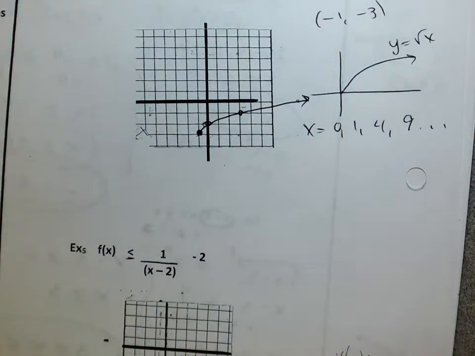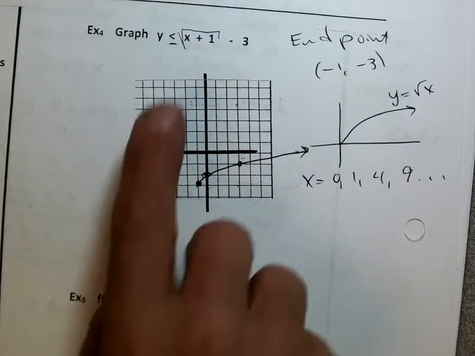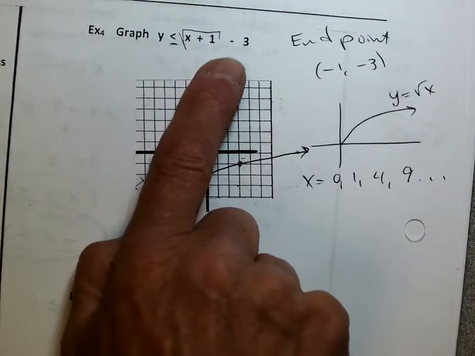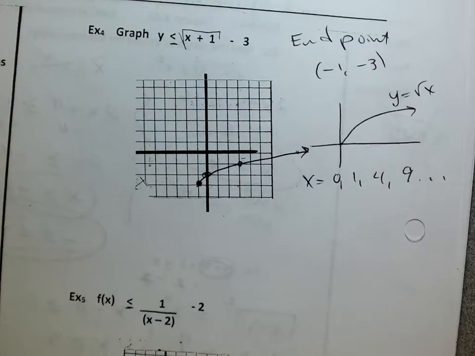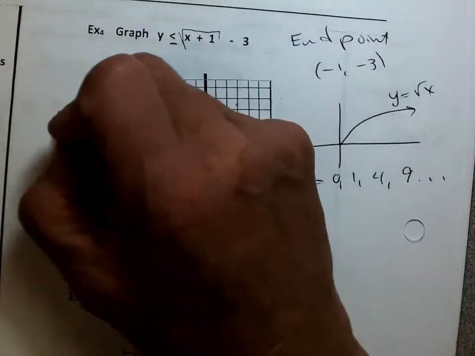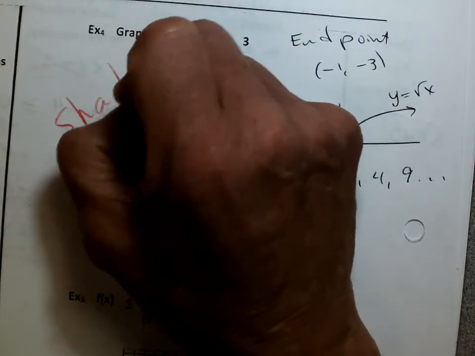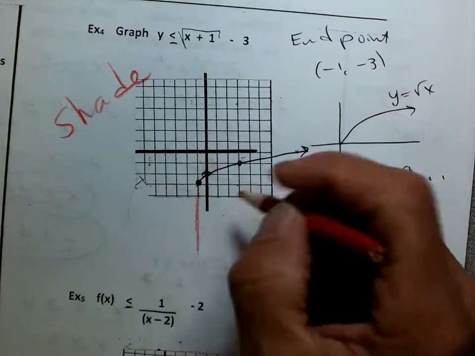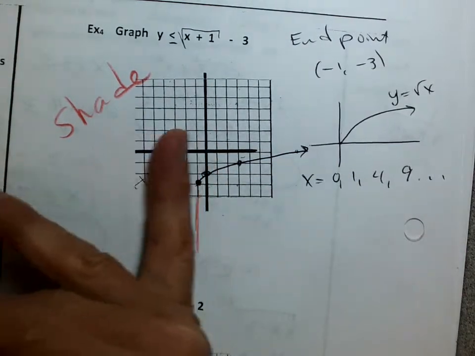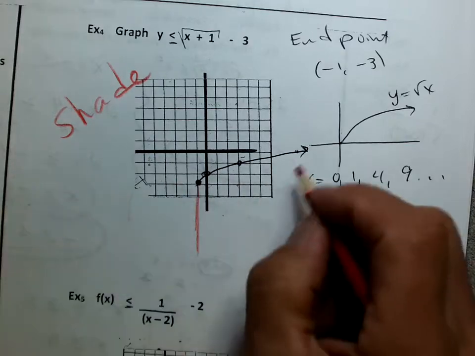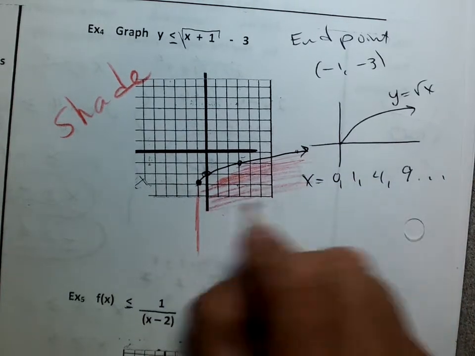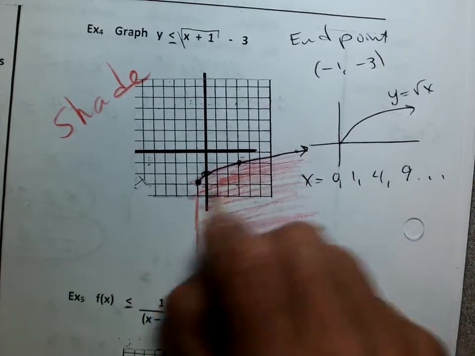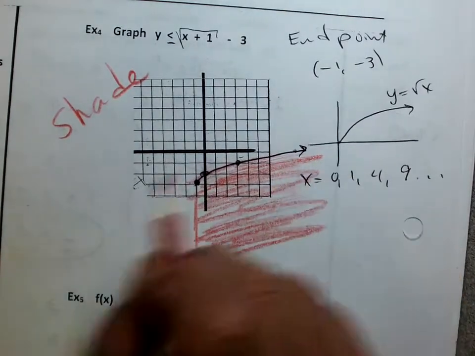However, we want all values of y that are less than that graph. So we're going to shade. If it's less than, don't we shade below? We shade below, with one small exception: we've got to be careful that we don't shade anything over here. So we shade everything below.